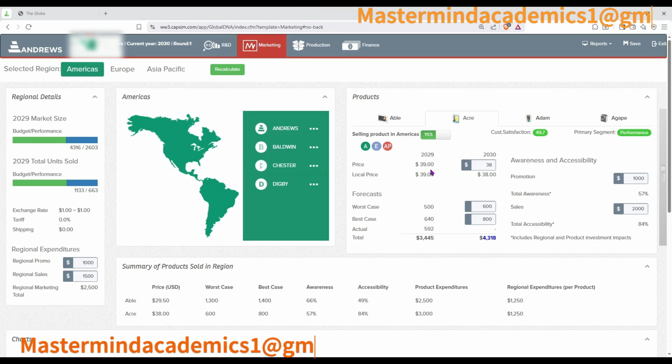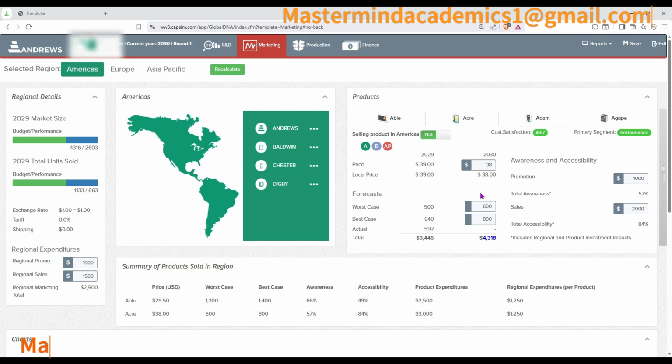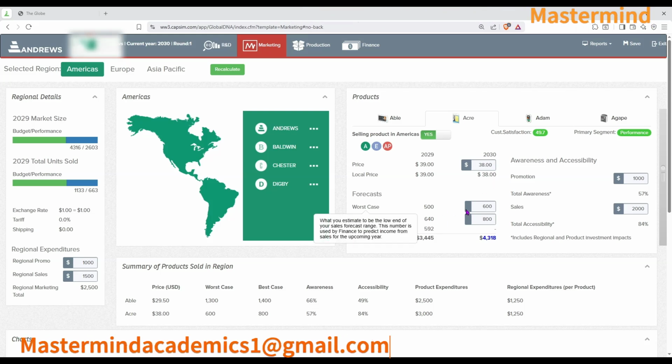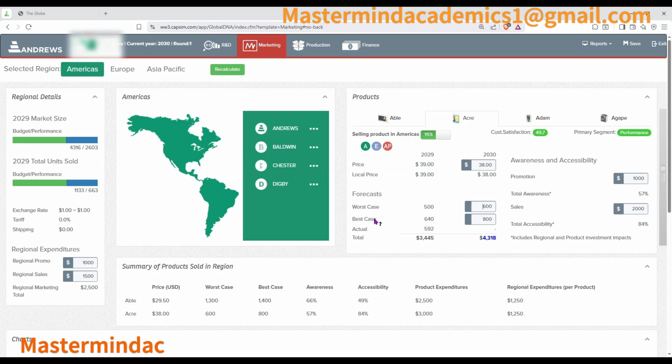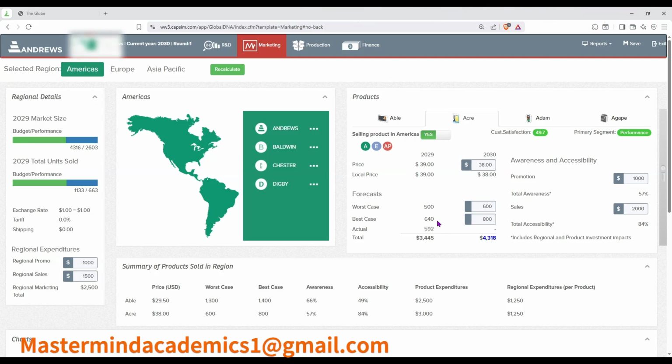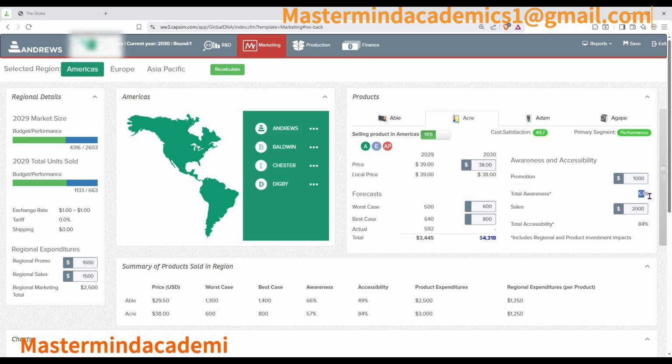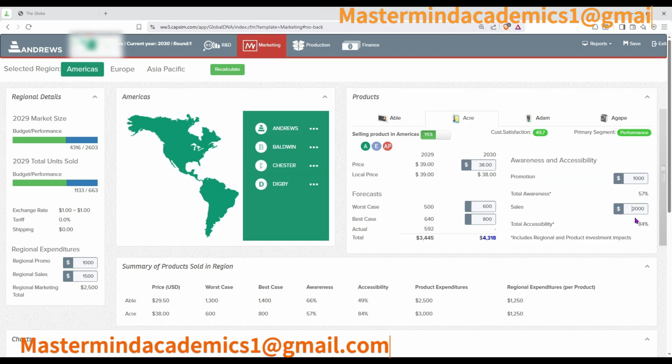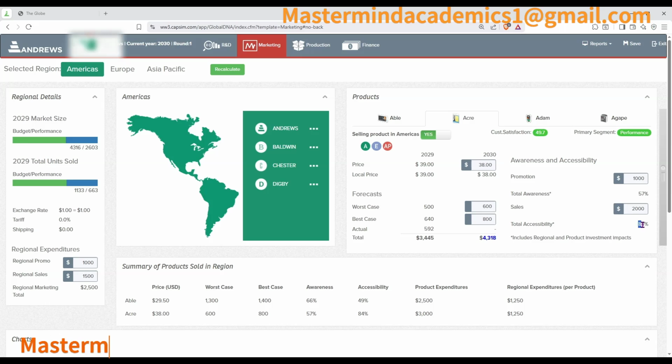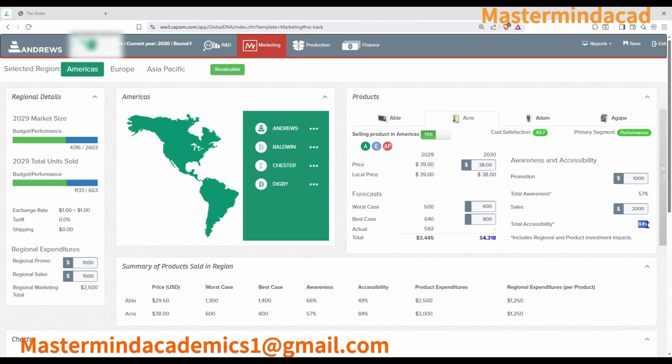For Eka, it's in the performance segment. It has a customer satisfaction of 49.7. I decided to give it a price of 38.00. Worst case forecast, I gave it 600. Best case, I gave it 800. Forecast simply means the number of products that you're anticipating to sell in this round. For the promotion, I gave it 1,000. It gave me 57% of the market. 2,000 for the sales gave me 84% accessibility.